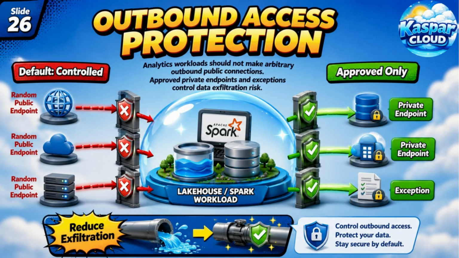This matters because analytics workloads can process sensitive data, and code-based workloads such as notebooks can potentially send data elsewhere if unrestricted. Outbound access protection turns the default posture from open outbound communication to controlled outbound communication.